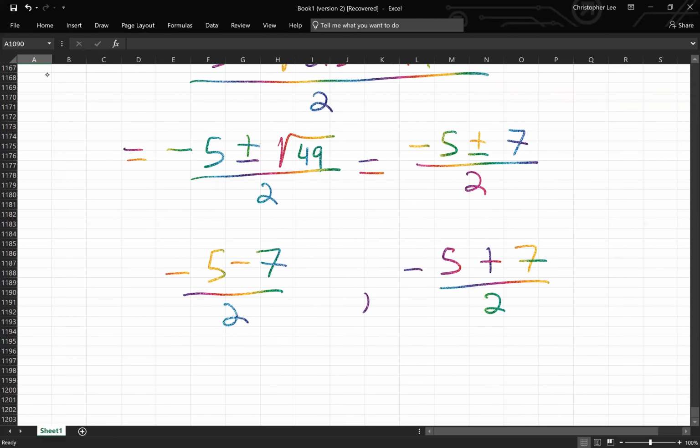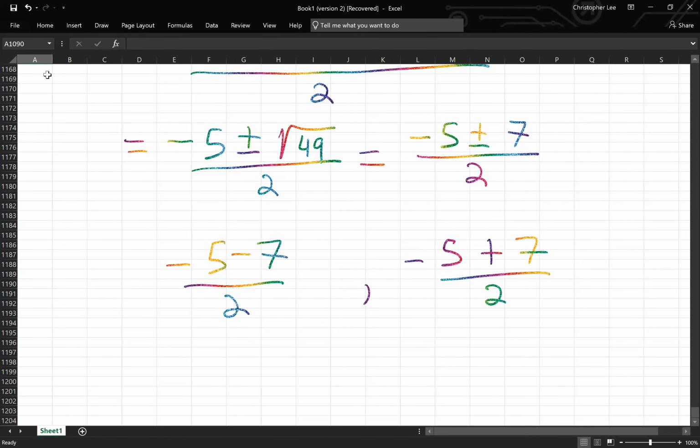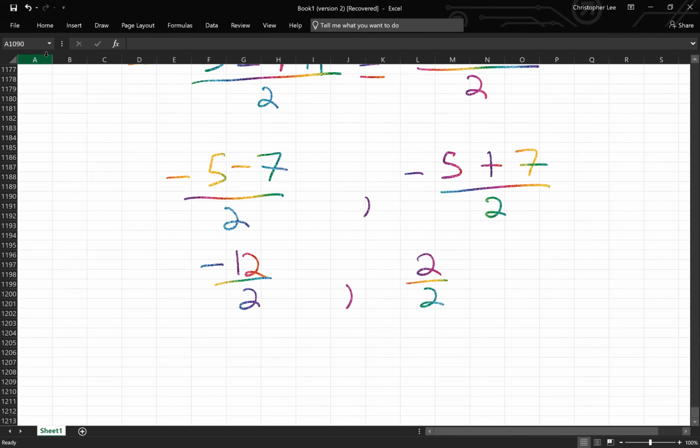We do the math on that. -5 minus 7 is what again? Yeah, like -12 over 2, right? And then this is like what, +2 over 2, right? So let's call this -6 and let's call this 1, right? That's what x equals.